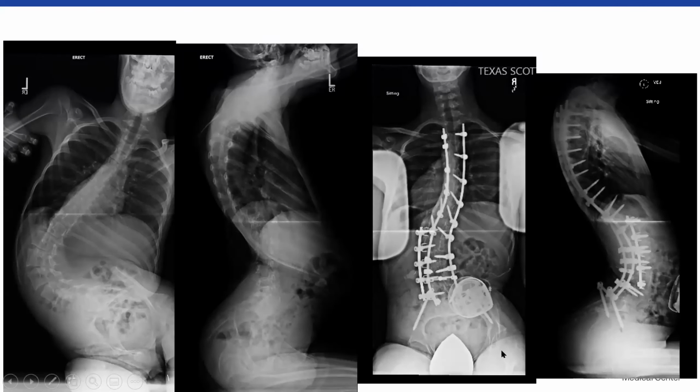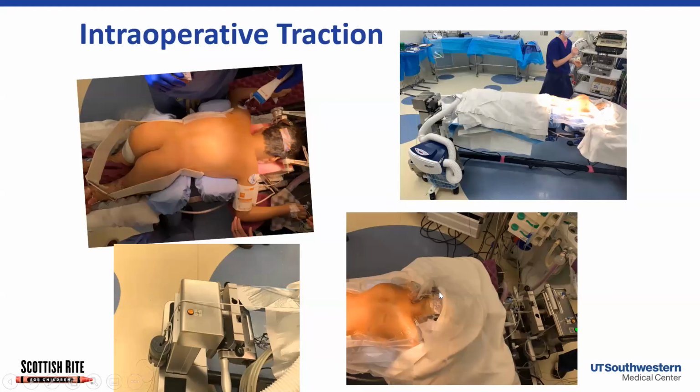And just the late instrumentation, much easier operation posteriorly. Getting down to the lordotic spine was easy. He actually had a baclofen pump placed later on those images. Intraoperative traction is very, very useful in these patients for a lot of spine deformity, including neuromuscular deformity.